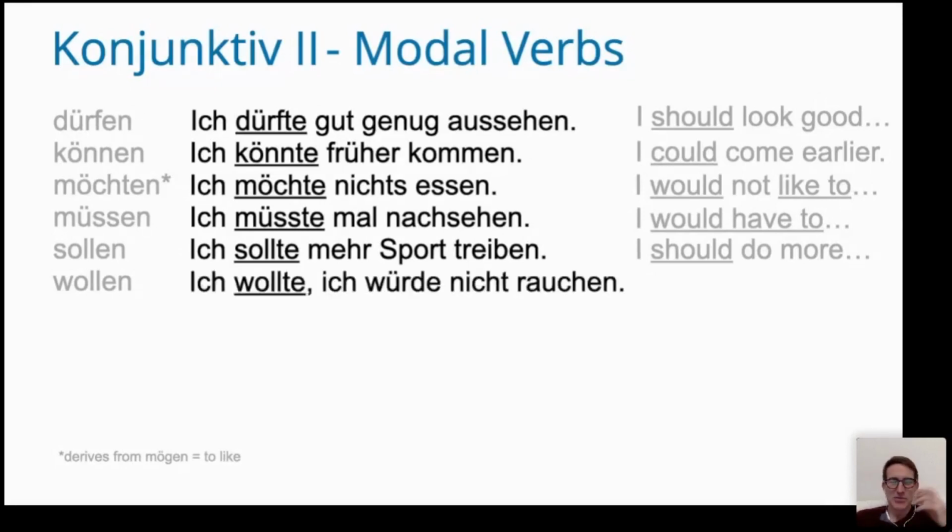And ich wollte we used before instead of ich wünschte, because wollen is the modal verb that I wanted to show you. Ich wollte, ich würde nicht rauchen. I wished I wouldn't smoke, or I wanted, literally. Wollen is the harsh form of möchten, of mögen. You don't say ich will einen Kaffee. You say ich möchte einen Kaffee.